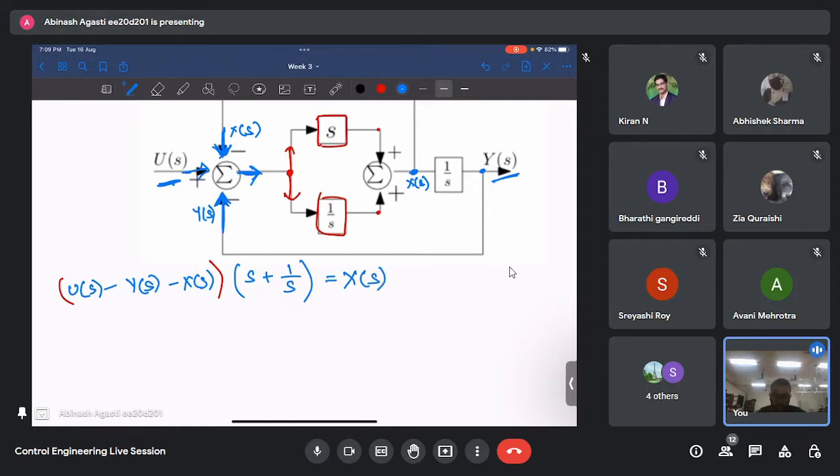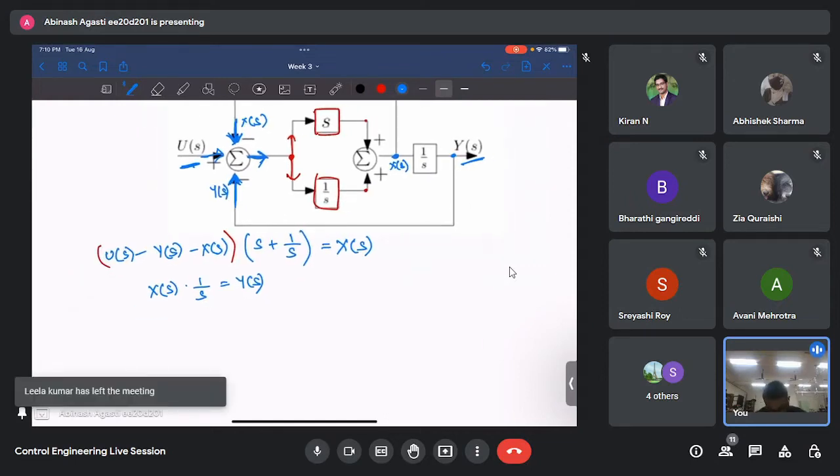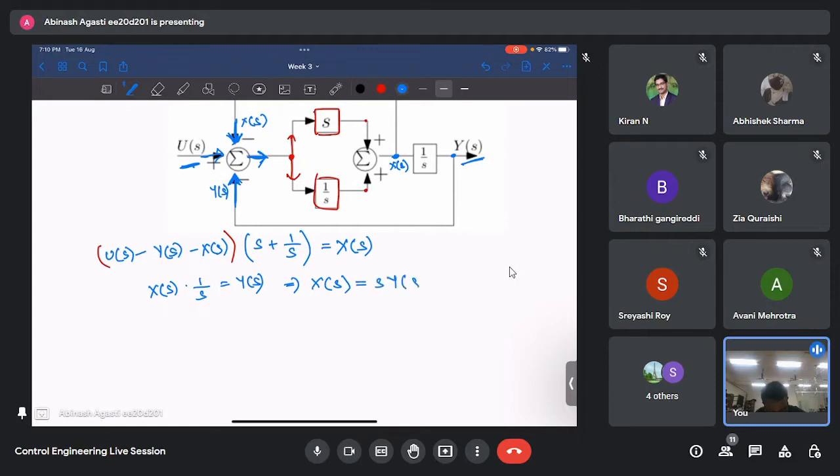Then for the next part, we can see that X(s) multiplied by 1 by s is Y(s). Here no other input branches are there, so we need not worry. We can straight away write X(s) into 1 by s is Y(s). So now we have these two equations and one unknown, that is X(s), because we want to find the ratio between Y(s) and U(s). So we have to eliminate X(s) from this equation. From here we can write X(s) is s into Y(s).